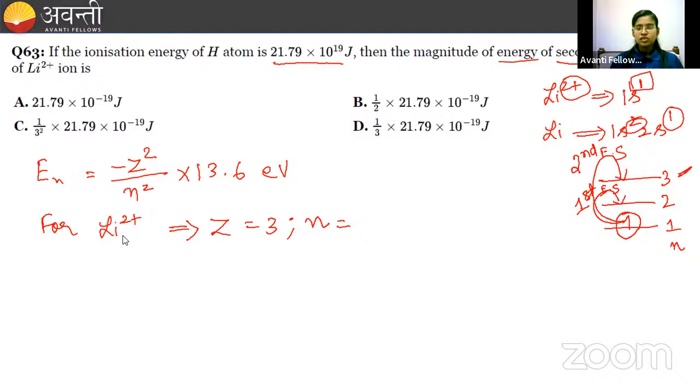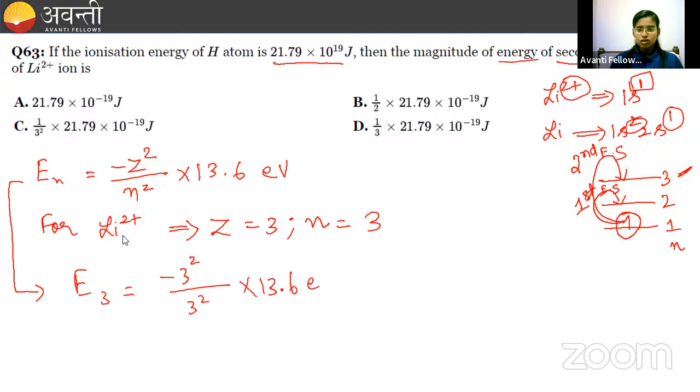So n value will be equal to 3. Now substitute the value of Z and n here in this equation. So we will get E3 is equal to minus 3 square divided by 3 square into 13.6 electron volt. So they get cancelled with each other. So we are ending up with minus 13.6 electron volt.